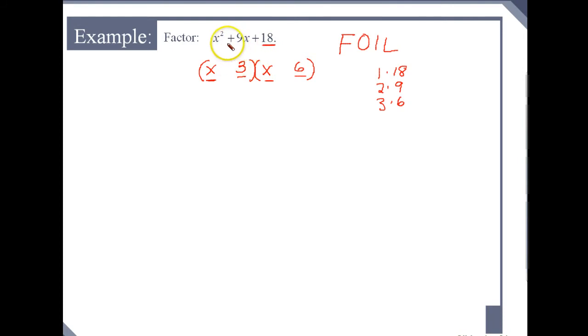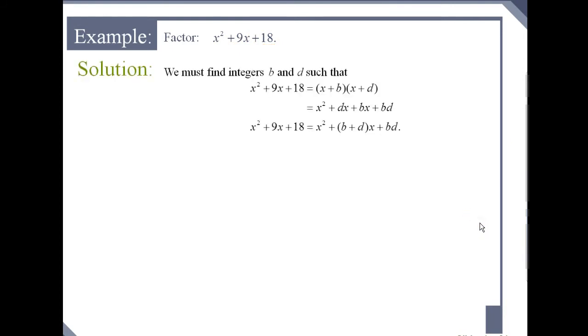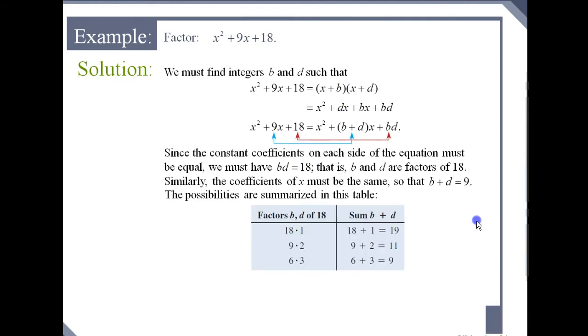And then we look for the signs. These are all plus, so these are all going to be plus. And then we check it by foiling it, and it does check. Now here they're going to give you quite a detailed recipe, but it's similar to what I've just done as well.